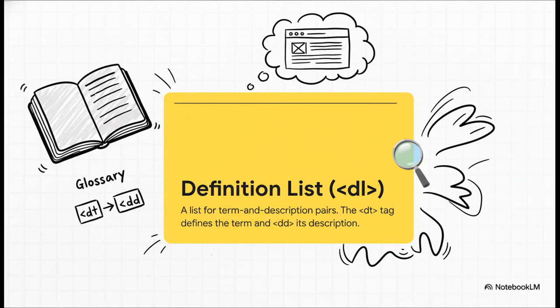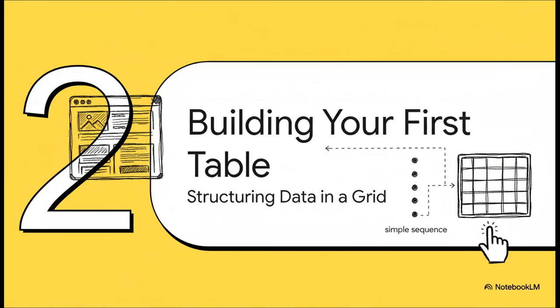Okay, one last type of list to cover. This one's a bit of a special case, but it's incredibly useful. It's called a definition list. It's perfect for things like a glossary, where you have a term, the DT, and you follow it up with its description, the DD.